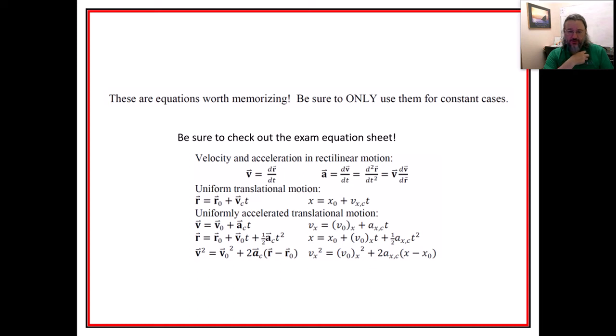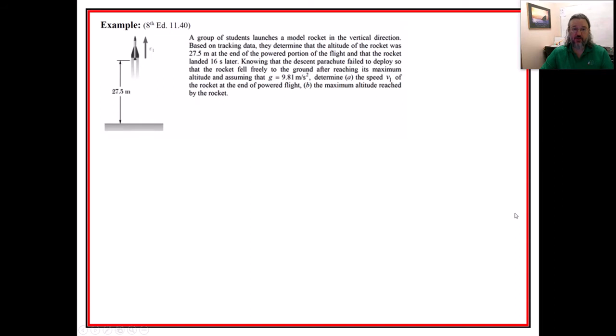Here is an example for using the constant velocity or constant acceleration, let's say the uniform translation equations. These are good equations to memorize, but remember that they can only be used in these special cases, when we have uniform translational motion, constant velocity, or uniform acceleration, or constant acceleration. So here's a problem. I think this is from the 8th edition of Beer Johnston.